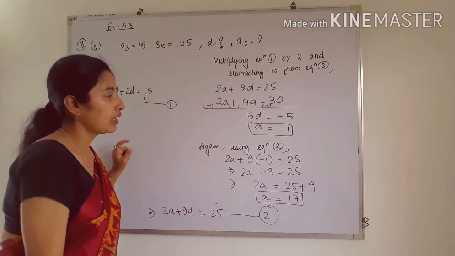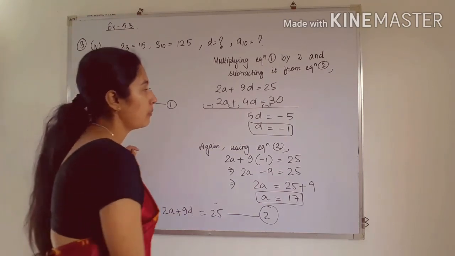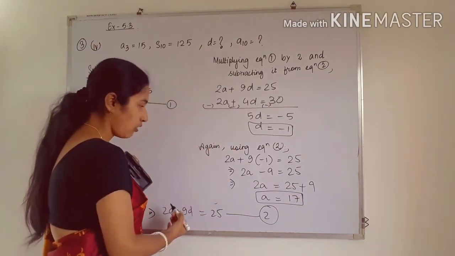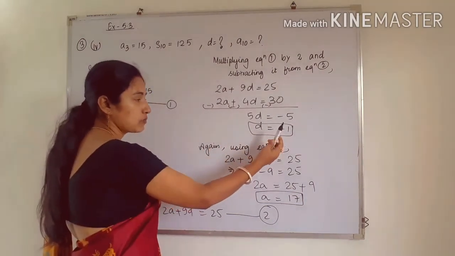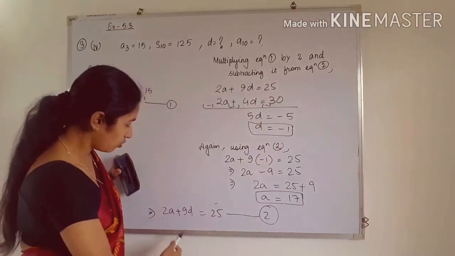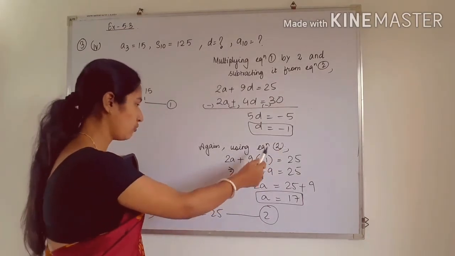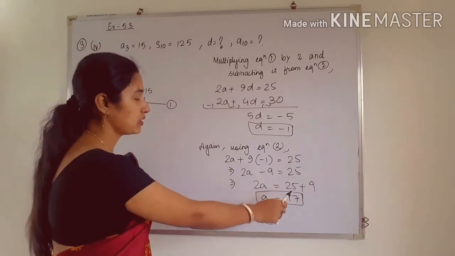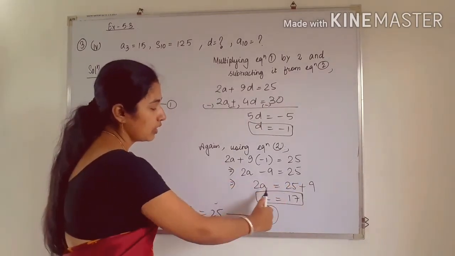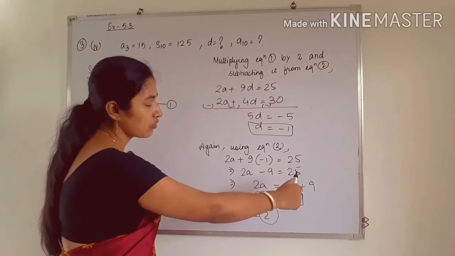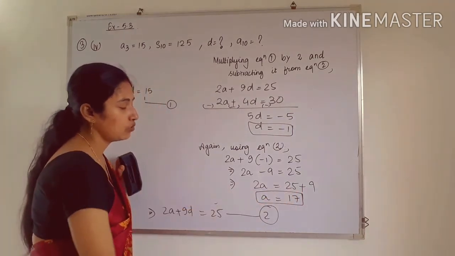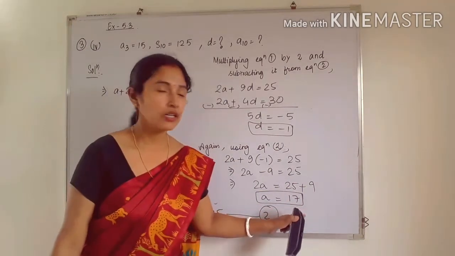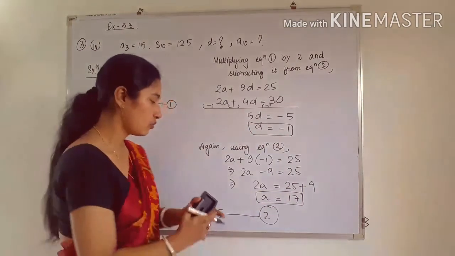So finally after elimination we got d is equal to minus 1. Again using equation 2, we will put the value of d, that is minus 1, in equation 2. We will get 2a plus 9 into minus 1 is equal to 25. So 2a is equal to 25 plus 9, which is 34. When 2 is transferred to that side, 34 divided by 2 is 17. So the first term is 17, and the common difference is minus 1.